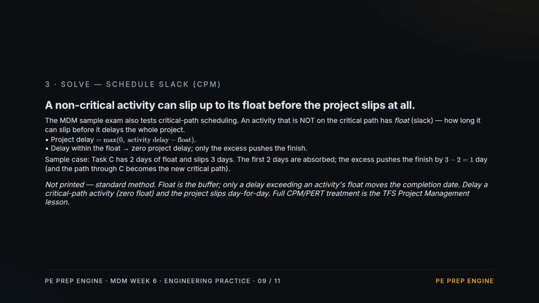Solve. Part 2. Schedule slack. The MDM sample exam also asks about the critical path. An activity off the critical path carries float. Slack it can absorb before the project itself slips. Project delay is the activity delay minus its float, but never less than 0. In the sample, a task with 2 days of float slips 3 days. The first 2 vanish into the float, and only the extra 1 day pushes the finish. This isn't printed, it's a standard method. The full treatment is the TFS project management lesson.